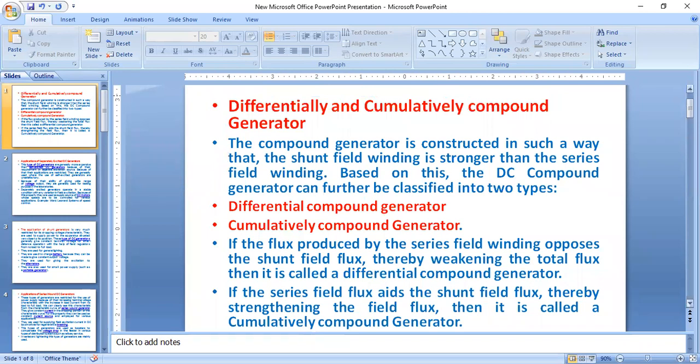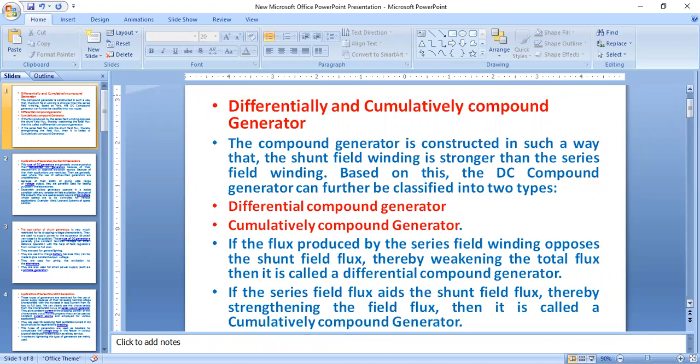We are discussing the types of DC generators, and in the last classes, let us continue our discussion. We already discussed shunt generator, series generator, compound generators. Again, in compound generator, long shunt, short shunt, we also discussed. Now, in compound generators, there is another classification. The compound generators are classified into differentially compound and cumulatively compound generator.